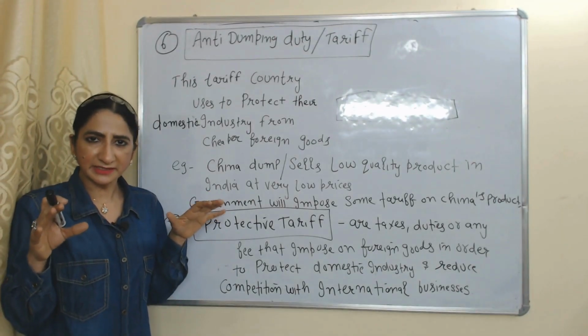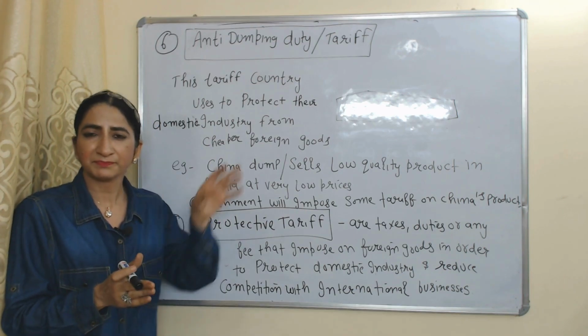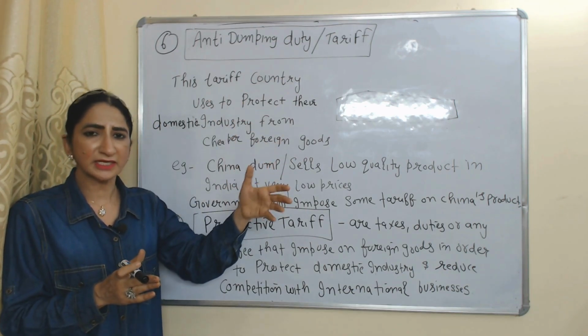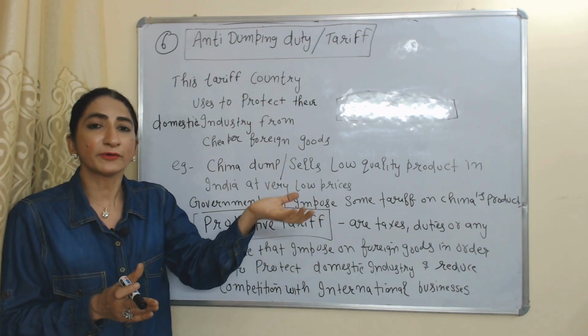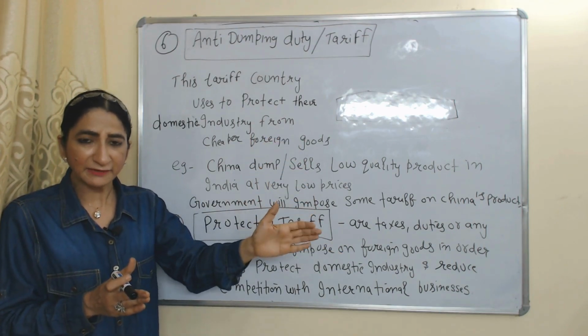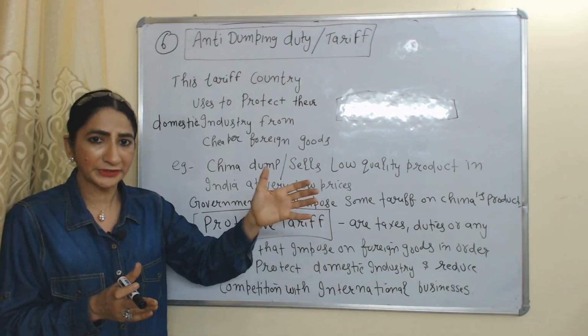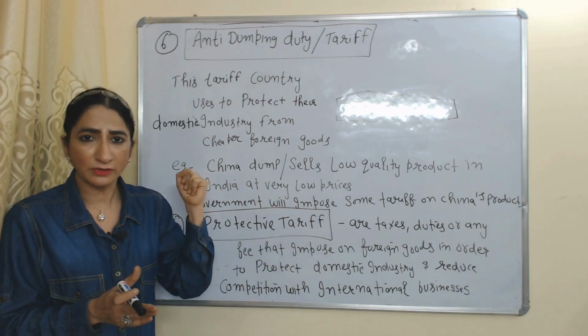Next is anti-dumping duty, or we can say the anti-dumping tariff. This tariff is used by a country to protect its domestic industry from cheaper foreign goods.